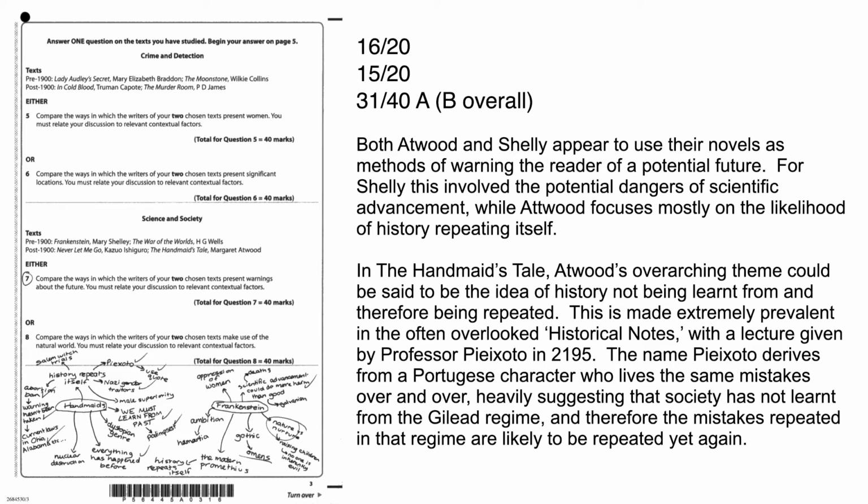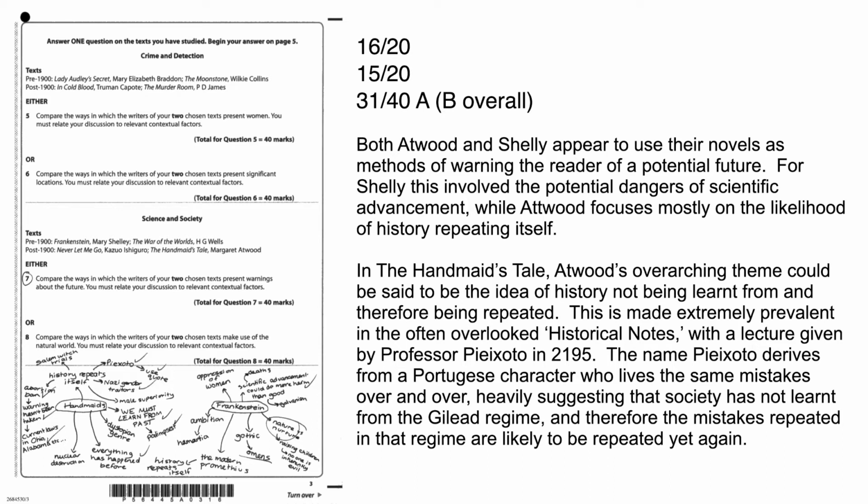Let's jump in. Both Atwood and Shelley appear to use their novels as methods of warning the reader of a potential future. For Shelley, this involves the potential dangers of scientific advancement, while Atwood focuses mostly on the likelihood of history repeating itself. In The Handmaid's Tale, Atwood's overarching theme could be said to be the idea of history not being learnt from and therefore being repeated. I like the clarity of this.